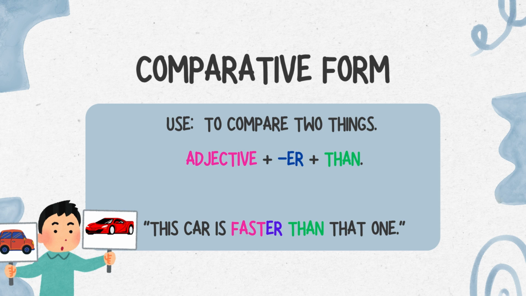We use it to compare two things. The basic formula is adjective plus er plus than. For example, this car is faster than that one.